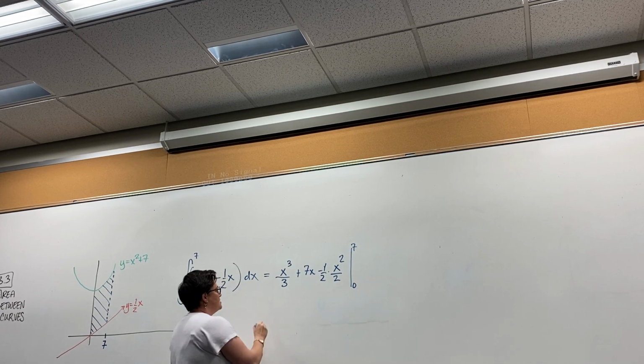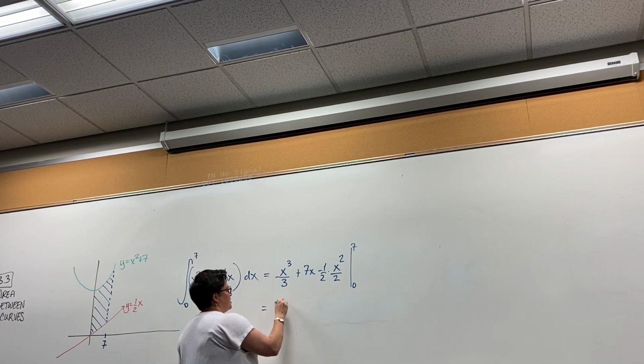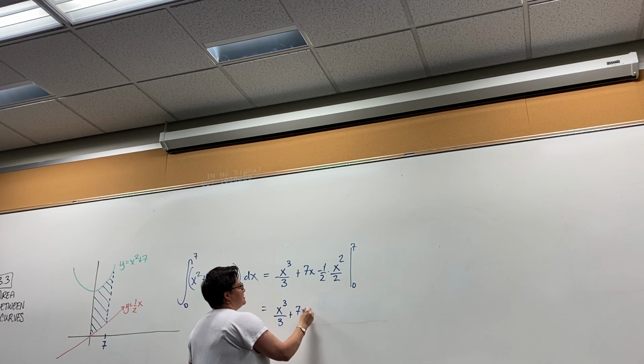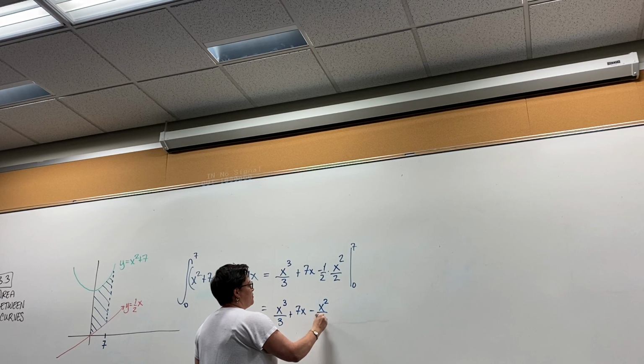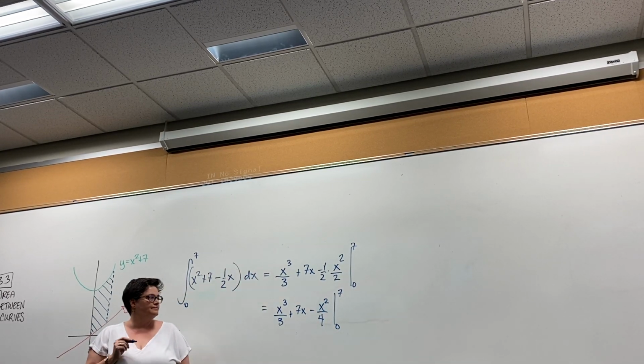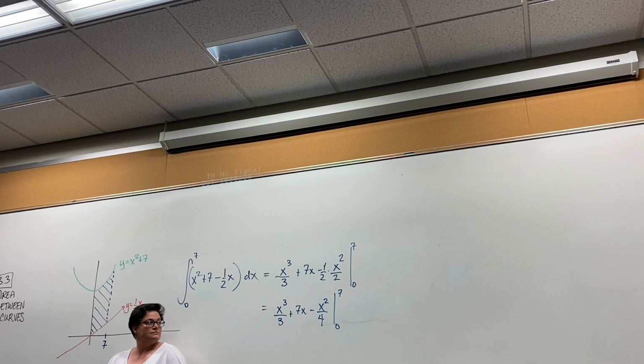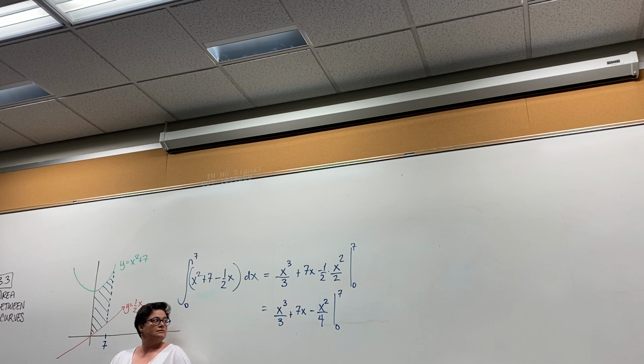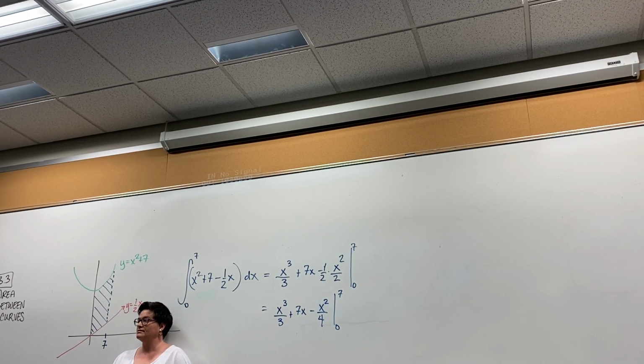Okay, so let's clean this up a little bit before we start plugging things in. x cubed over 3 plus 7x minus x squared over 4, from 0 to 7. I want you to stare at that for a second. What do I do next? Plug it in. Plug what in? 7. Okay.